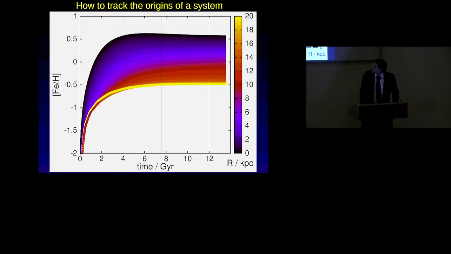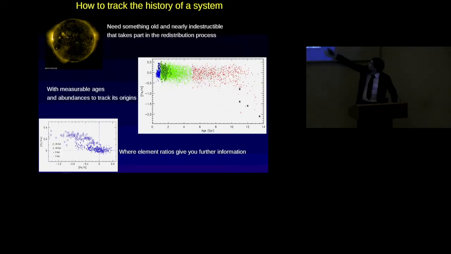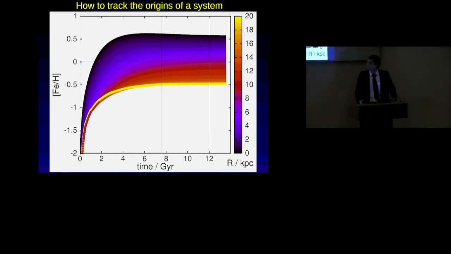Okay, so this is just a model which does exactly the same thing as you see in this plot, just plotted the other way around because we have model time running to the right. And you see when a galaxy starts off, it starts enriching very quickly in metallicity. This is just because the high mass stars die very fast. They free all the iron. And so the galaxy enriches. And we see with the color gradient here where the stars are coming from.